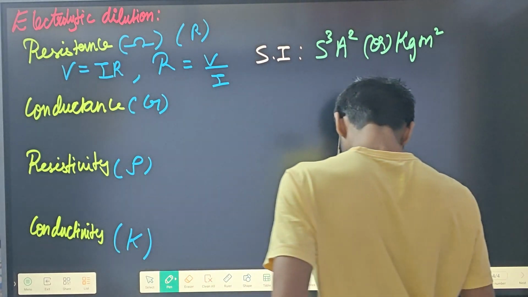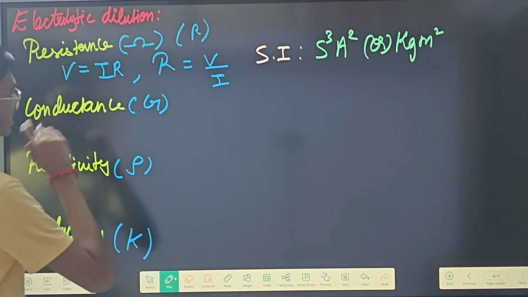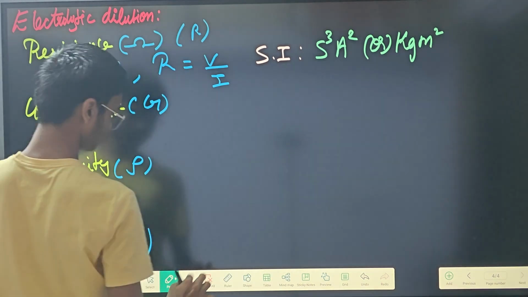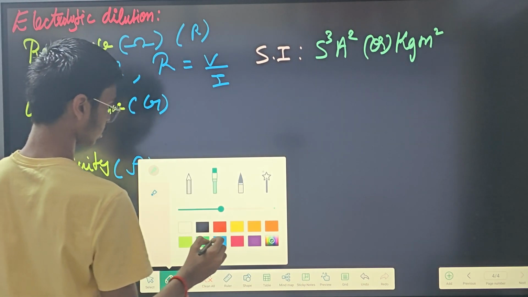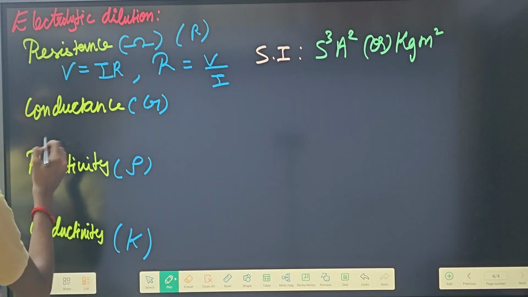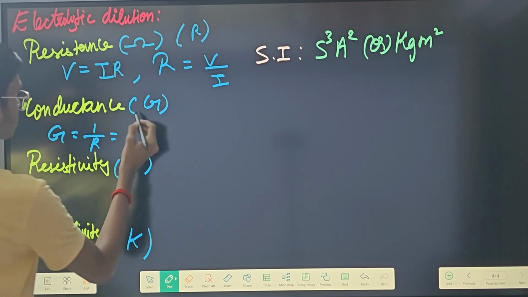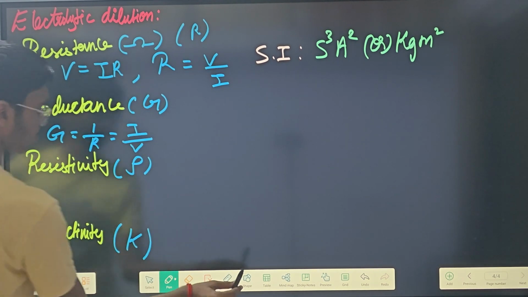So next one is coming to conductance. What is this conductance? We can say that conductance G is equal to I by V, right? It is equal to G is equal to 1 by R. So if R is equal to V by I, which means I by V is its formula.